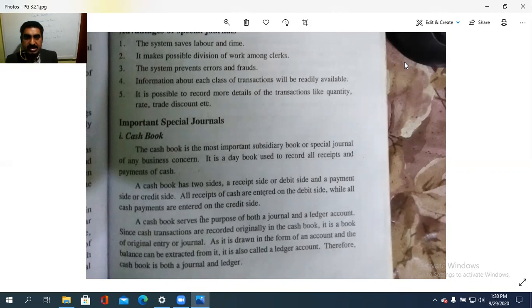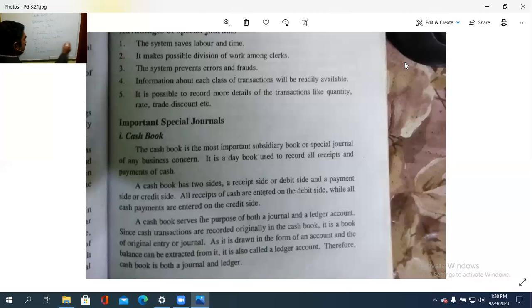So, what is a cash book? Cash book is the most important subsidiary book or special journal of any business concern. It is a day book that is used to record all receipt and payment of cash. A cash book has two sides, the receipt side and the payment side. Receipt side is the debit side and payment side is the credit side.